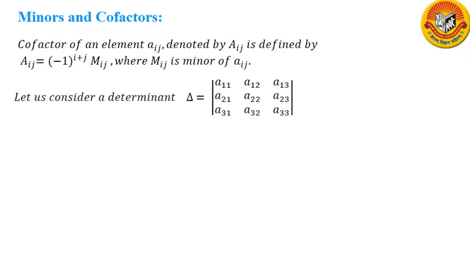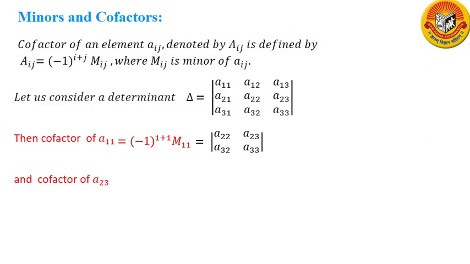Let us consider a determinant delta equal to A11, A12, A13, A21, A22, A23, A31, A32, A33. The cofactor of element A11 is equal to minus 1 power 1 plus 1 into M11. Now we already understand how we calculate M11. So here minus 1 power 1 plus 1 is 1, into M11, which is A22, A23, A32, A33, this particular determinant. So this is how we find the cofactor of A11.